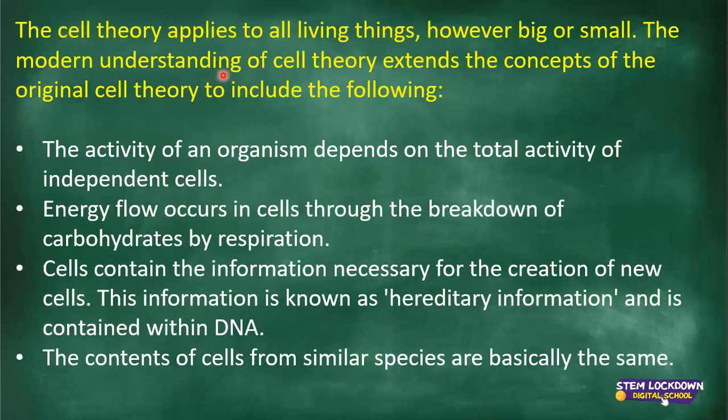The modern understanding of cell theory extends the concept of the original cell theory to include the following. So the parts that we just did, the three, are the traditional or the original cell theory. Now we have a modern understanding of the cell theory, which is in these four parts here.